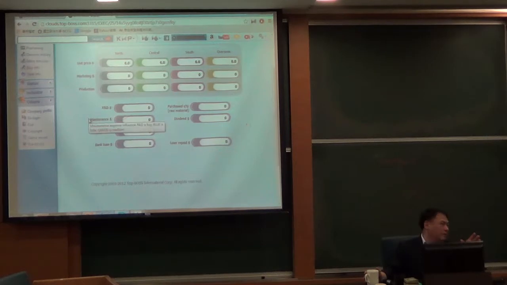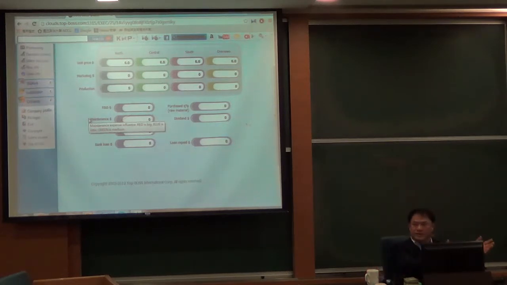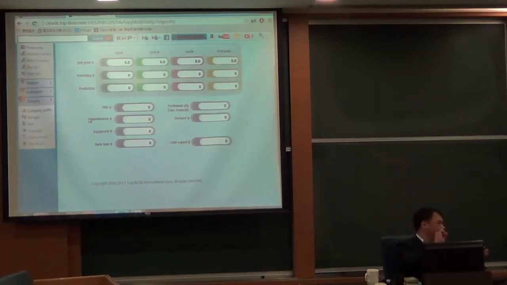Even if you want to drop some market, you still have to set a price. You still have to put a price there, even if you don't want this market. If you don't want this market, you just put the production unit to 0. But you still have to set a price there. Okay?